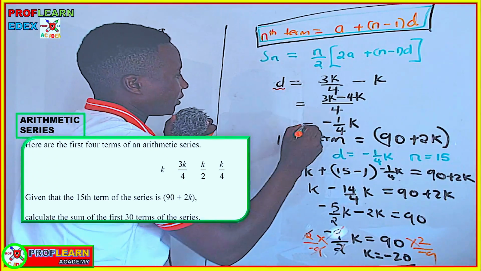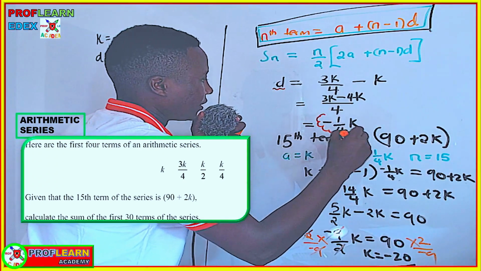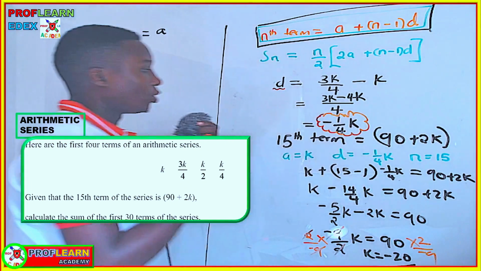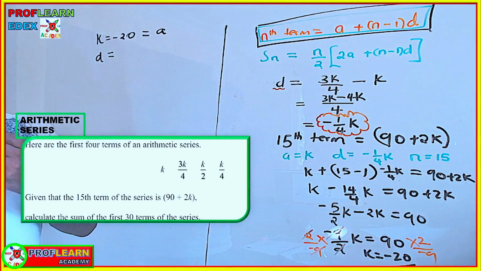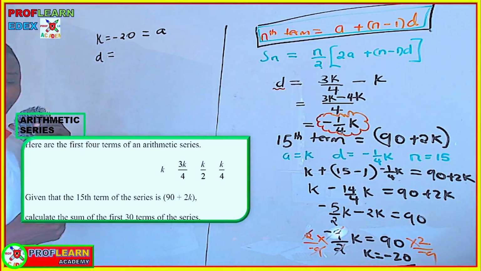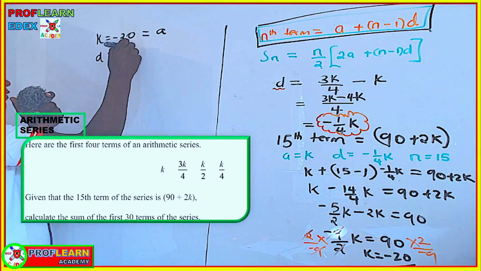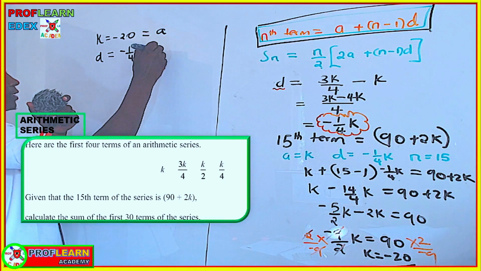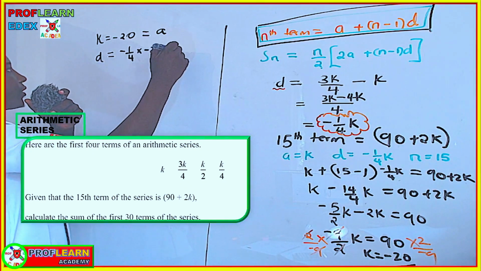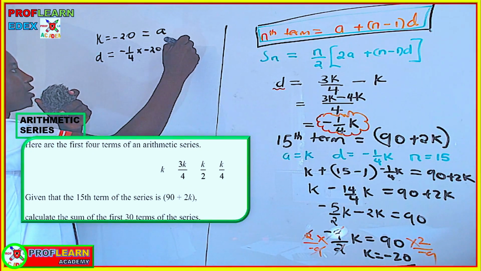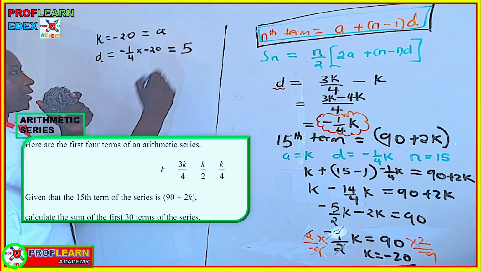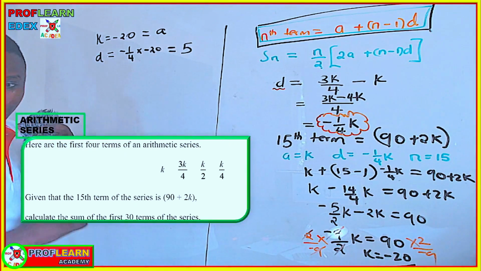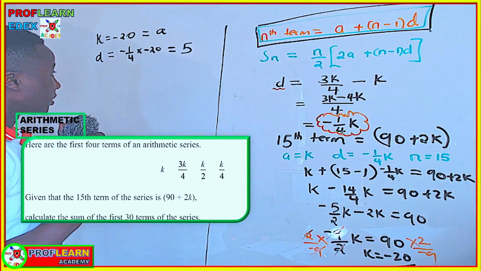Remember, common difference. So the common difference expression is this. So we can find the exact value of the common difference, and that is negative 1 over 4k, that is negative 20. So the common difference is going to be equal to positive 5. So the common difference in this question is positive 5.